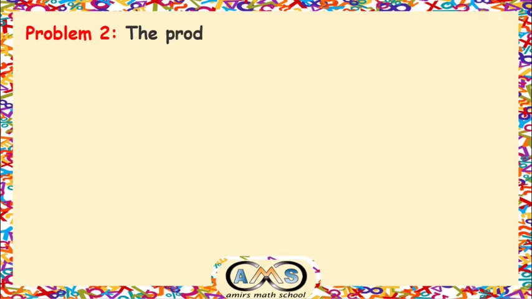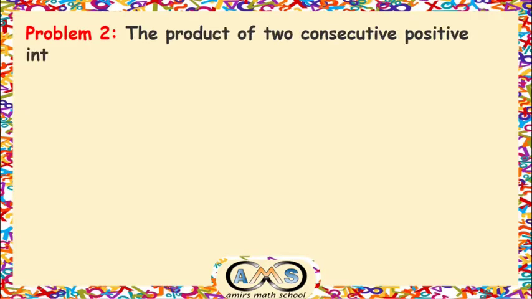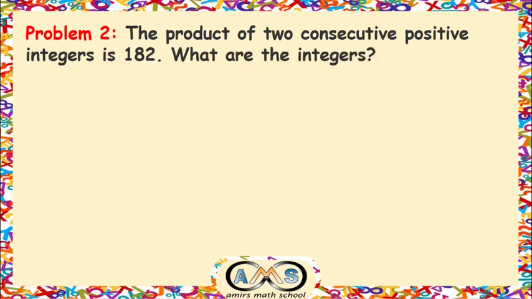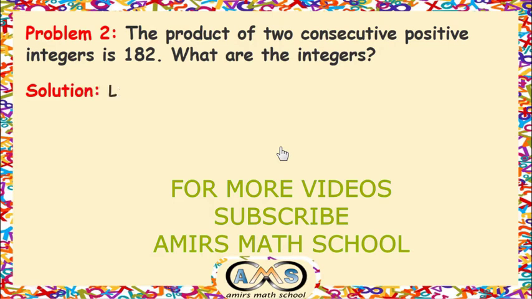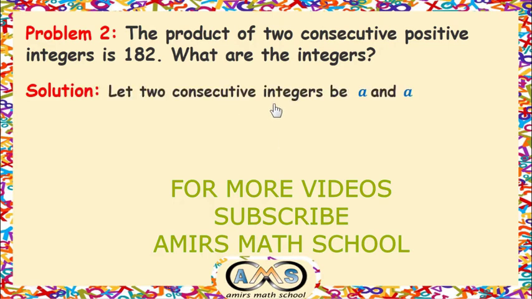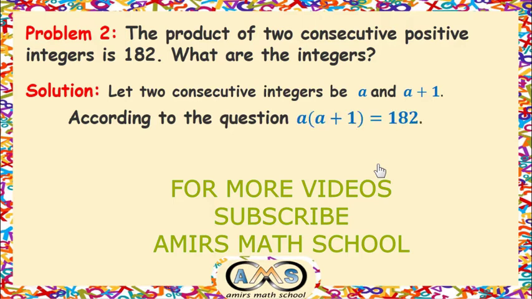Now, problem number 2. The product of two consecutive positive integers is 182. What are the integers? Here, 182 is the product of two consecutive positive integers. Solution: let two consecutive positive integers be a and a plus 1. If a is one positive integer, then the next consecutive positive integer will be a plus 1. According to the question, a into a plus 1 is equal to 182.